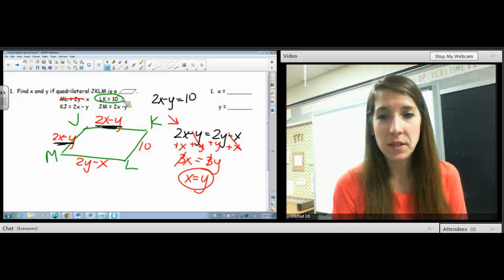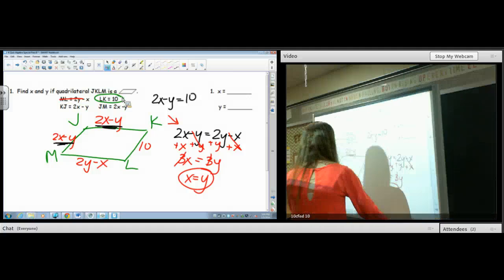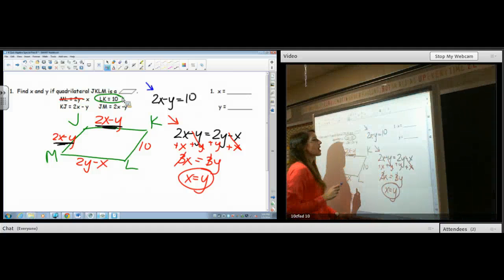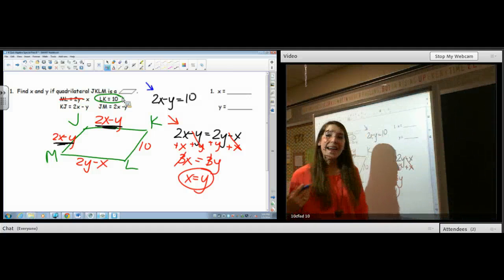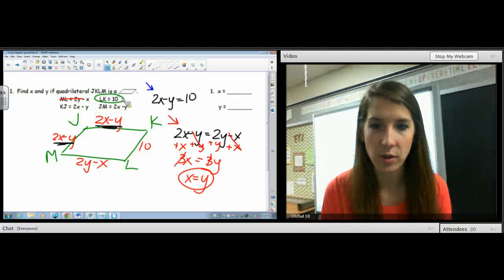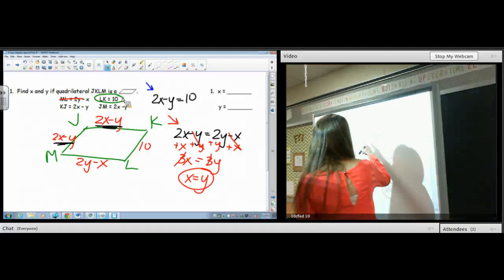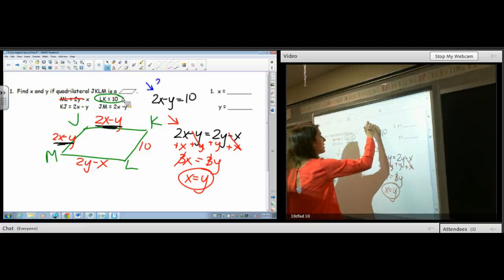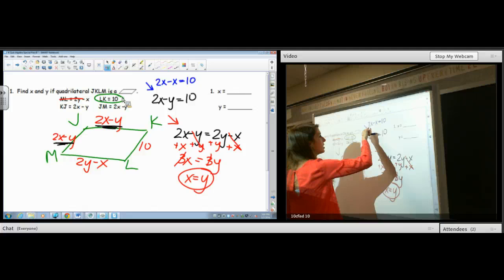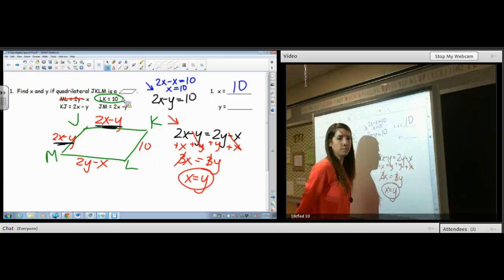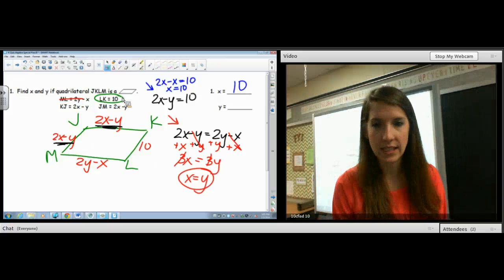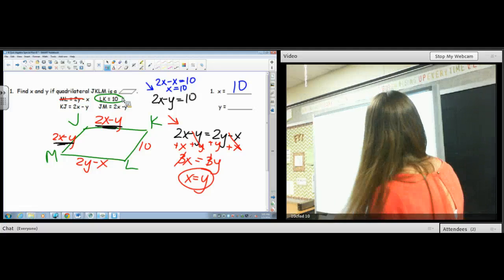So now I'm going to substitute it in. I'm going to go to my other equation here, and I'm going to substitute it in. If x is y, they're interchangeable. So instead of 2x minus y equals 10, I'm going to say 2x minus x equals 10. Well, what is 2x minus x? 2 minus 1. It's just x. X is 10.